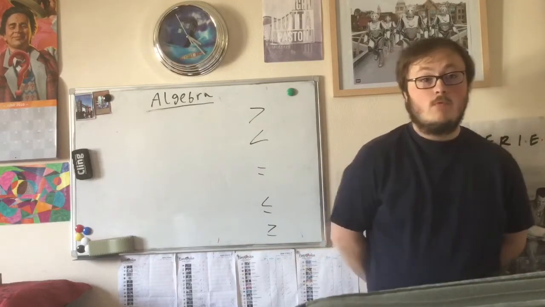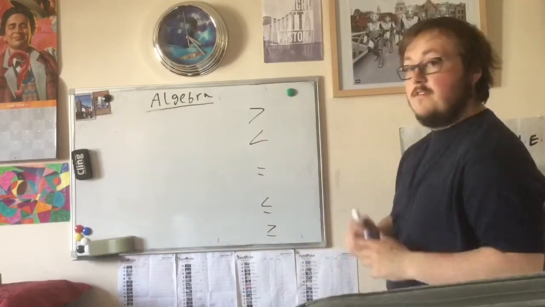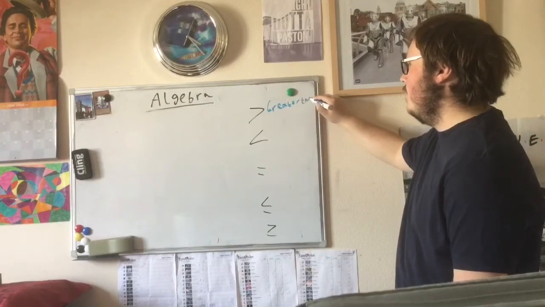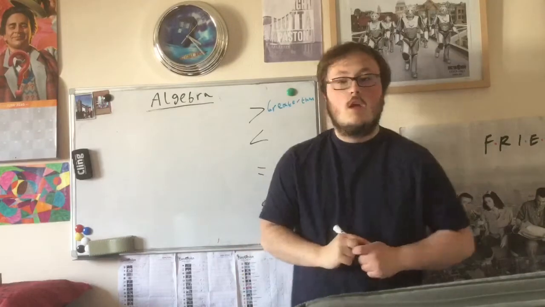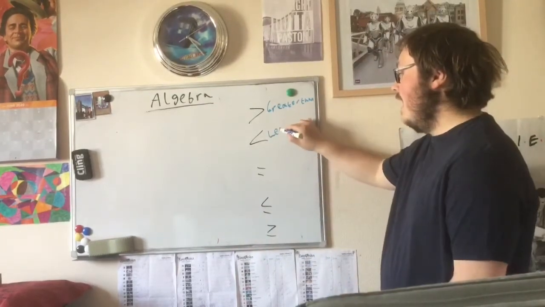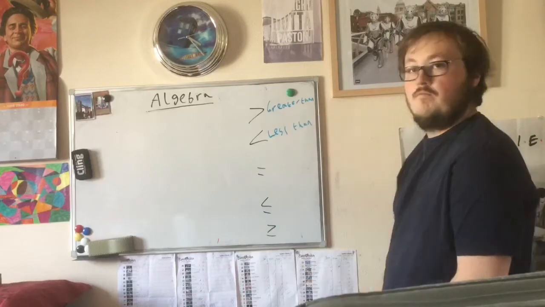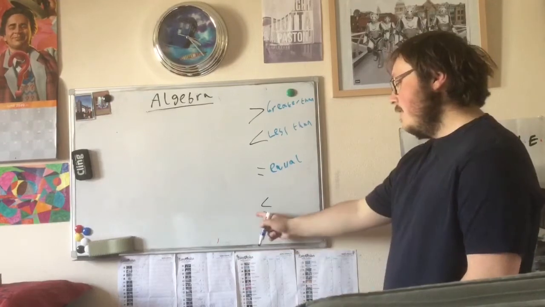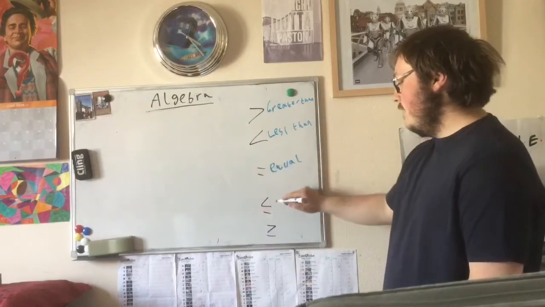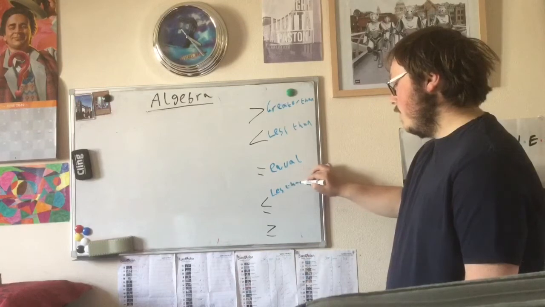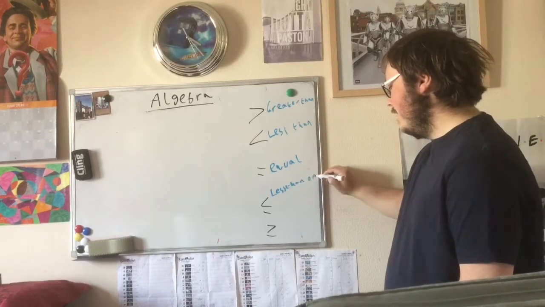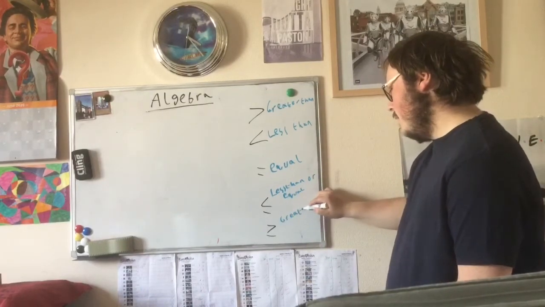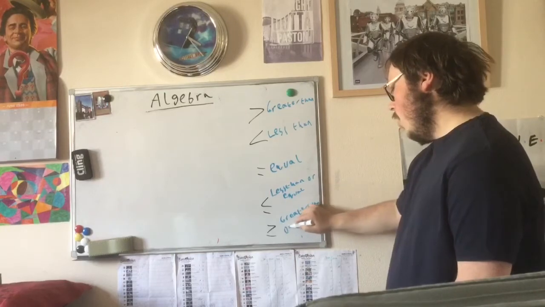Now for the first symbol, this means that one value is greater than the other value. This one means that one value is less than the other value. This means that the value is equal to the other value. Now this is the same as that one with a line. This means it's less than or equal to the other value. And this one means it's greater than or equal.